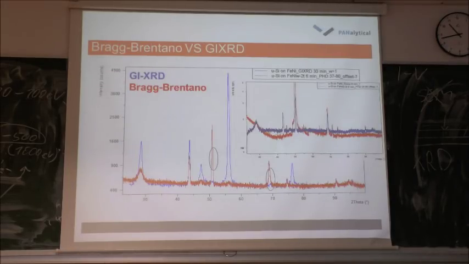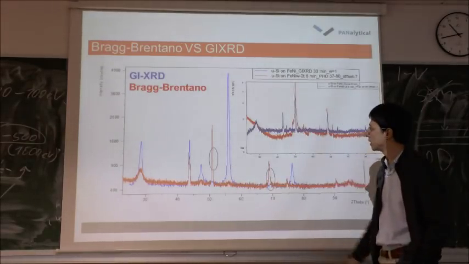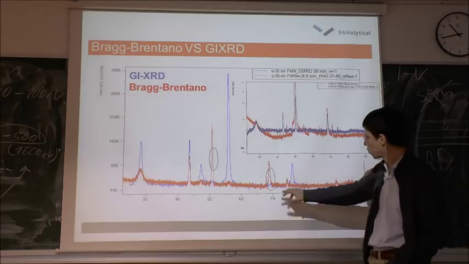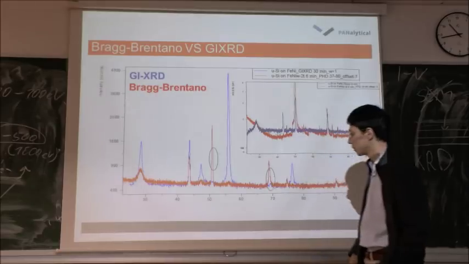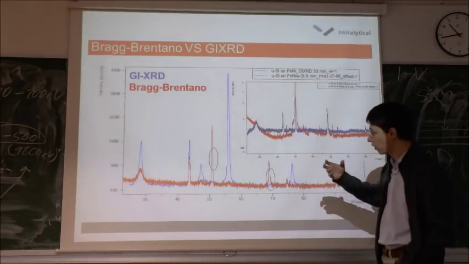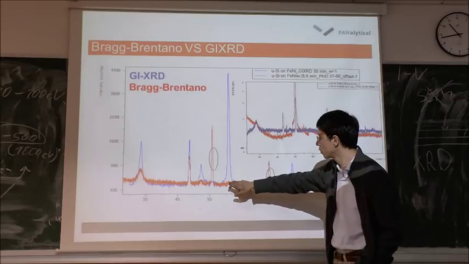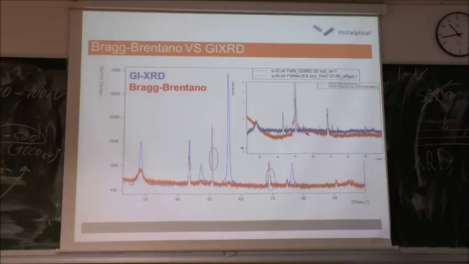Okay, here is one comparison, Bragg-Brentano versus grazing incidence. Here we can see that for Bragg-Brentano we have 2 very strong peaks. These are related to the substrate. While when we do grazing incidence, we remove these 2 peaks, but we get more information of the layers, and these are very strong peaks, which are actually hardly noticed by classical Bragg-Brentano measurements.